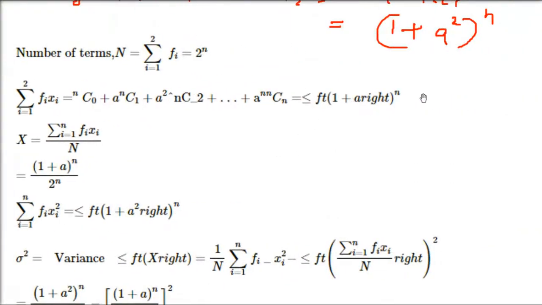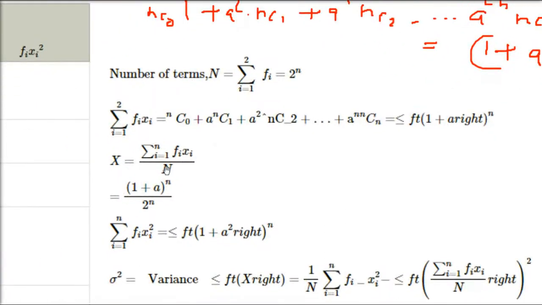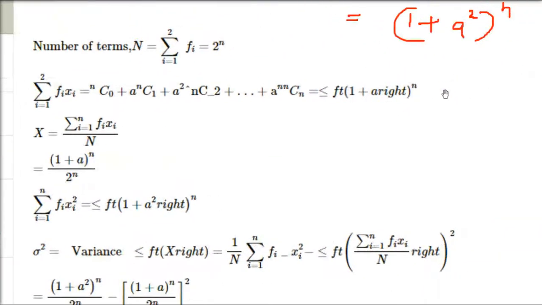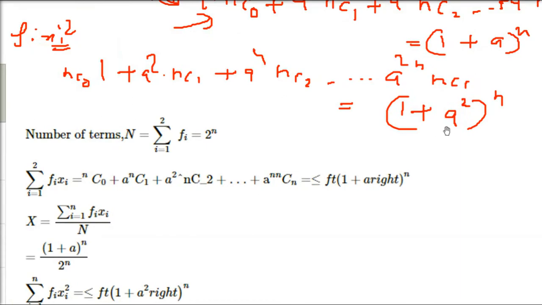Sigma fi xi is (1 plus a) to the power n. It's not a, right, it's a to the power n. Then the third one is (1 plus a square) to the power n. That is the sigma fi xi whole square, right? These three we are going to need.